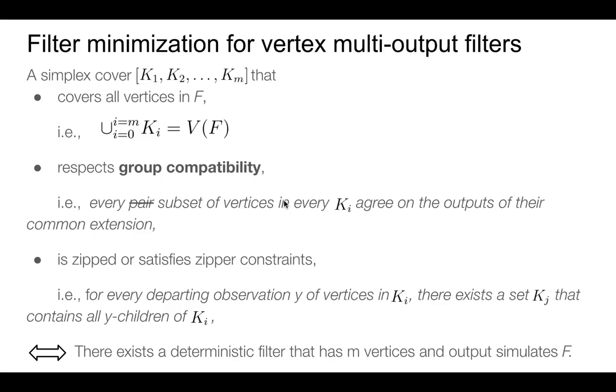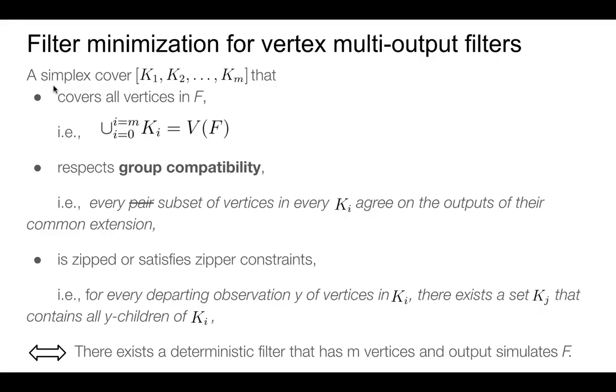So we generalize the compatibility relation to group compatibility, which does not only check every pair of vertices, but also any subset of vertices on the outputs of their common extension. And the compatibility graph becomes a compatibility simplicial complex. The filter minimization problem becomes a search problem on a minimum simplex cover.